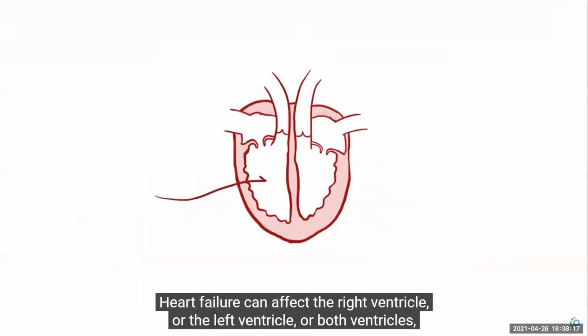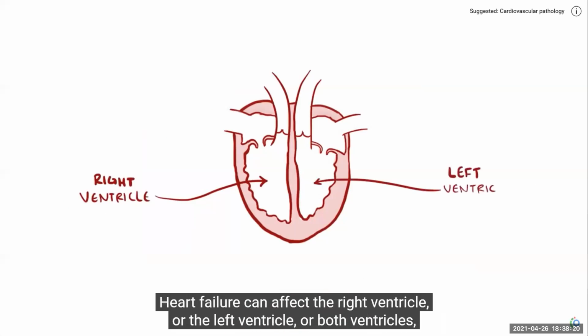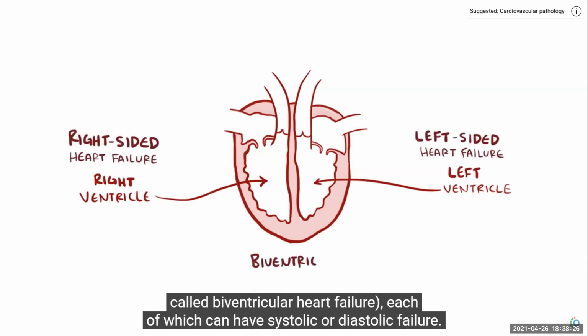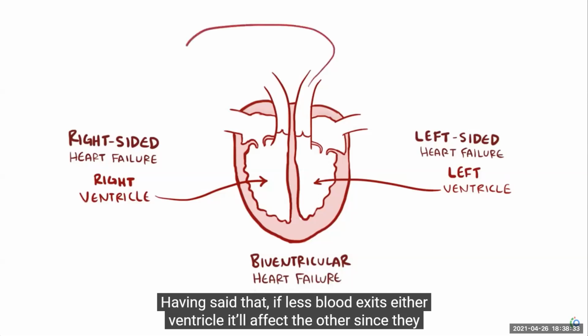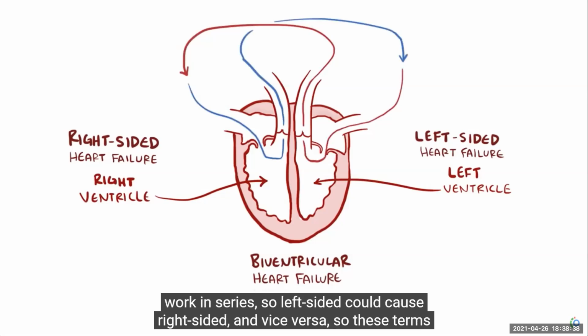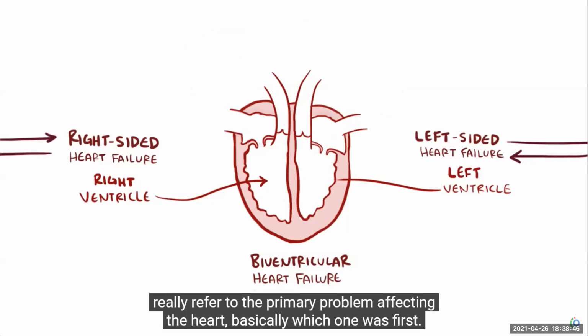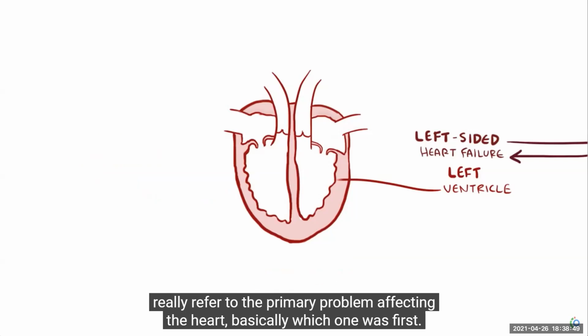All right, so heart failure can affect the right ventricle or the left ventricle or both ventricles. So someone might have right-sided heart failure, left-sided heart failure, or both, which is called biventricular heart failure, each of which can have systolic or diastolic failure. Having said that, if less blood exits either ventricle, it'll affect the other since they work in series. So left-sided could cause right-sided and vice versa. So these terms really refer to the primary problem affecting the heart, basically which one was first.